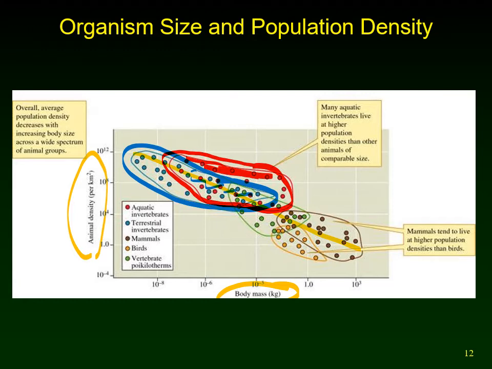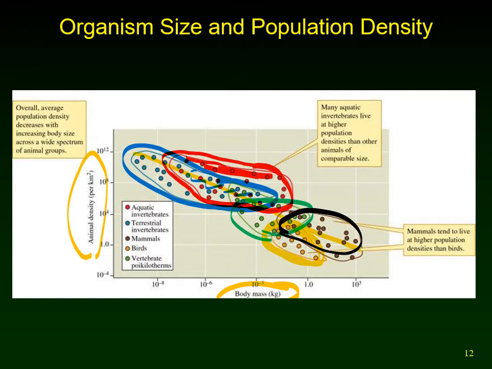This one in orange down here, the birds, seems to be at lower densities than we are finding for the mammals, which are above them, and then the vertebrate poikilotherms, and remember we talked about what poikilotherms were. The poikilotherms, the cold-blooded animals, seem to be in higher densities as well. So you find some particularly interesting patterns showing up here.